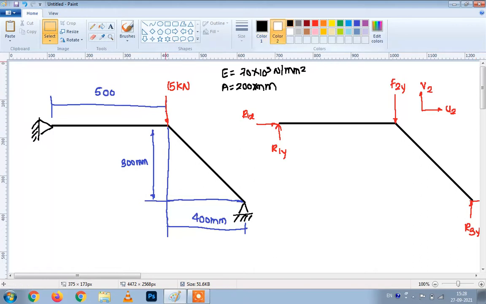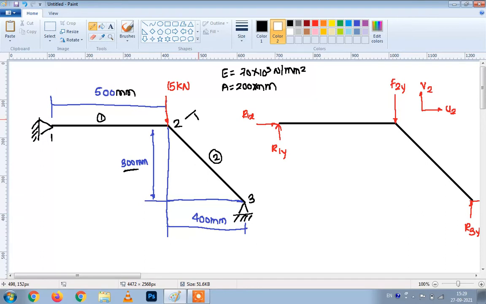Here 2 elements are there. This is element number 1, which is from node point number 1 to node point number 2. This is element number 2, which is from node point number 2 to node point number 3. The length of the first element is given as 500 mm. Then from node number 2, the vertical distance to node number 3 is given as 300 mm, and in the horizontal x direction it is given as 400 mm.